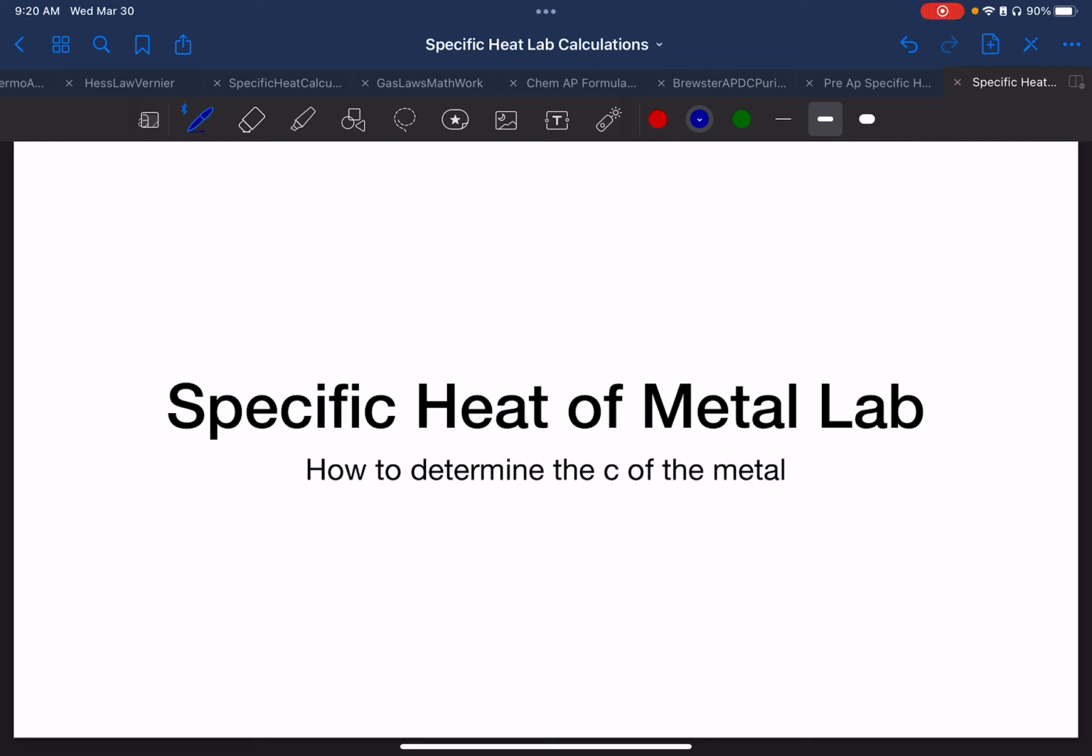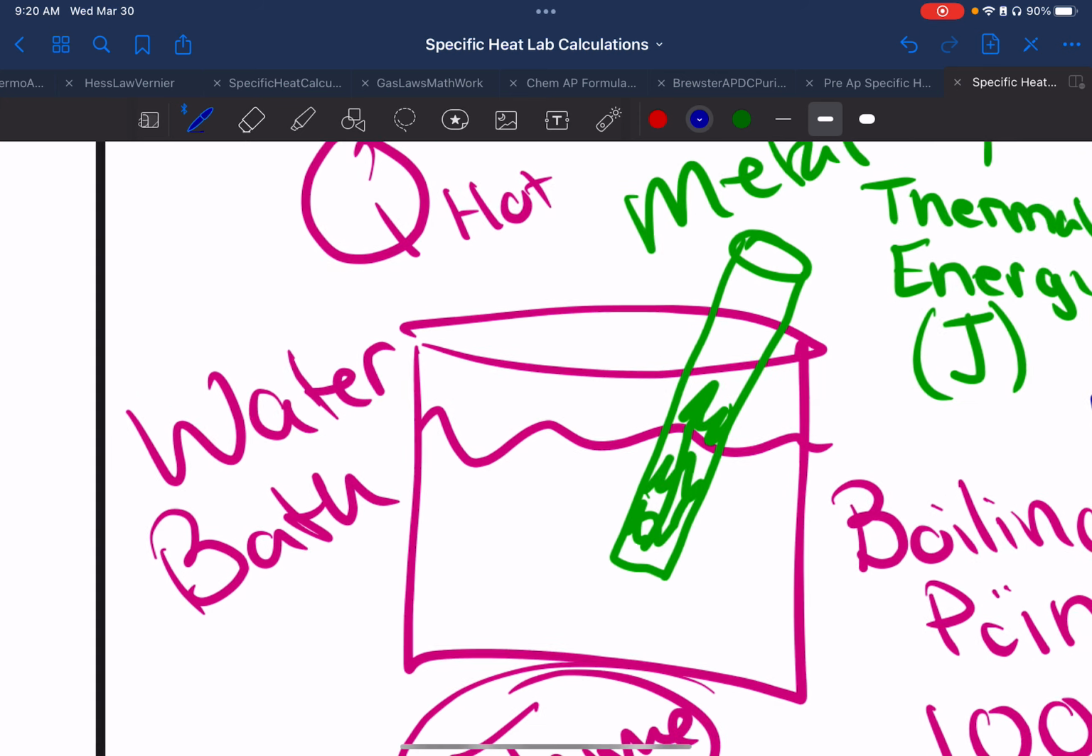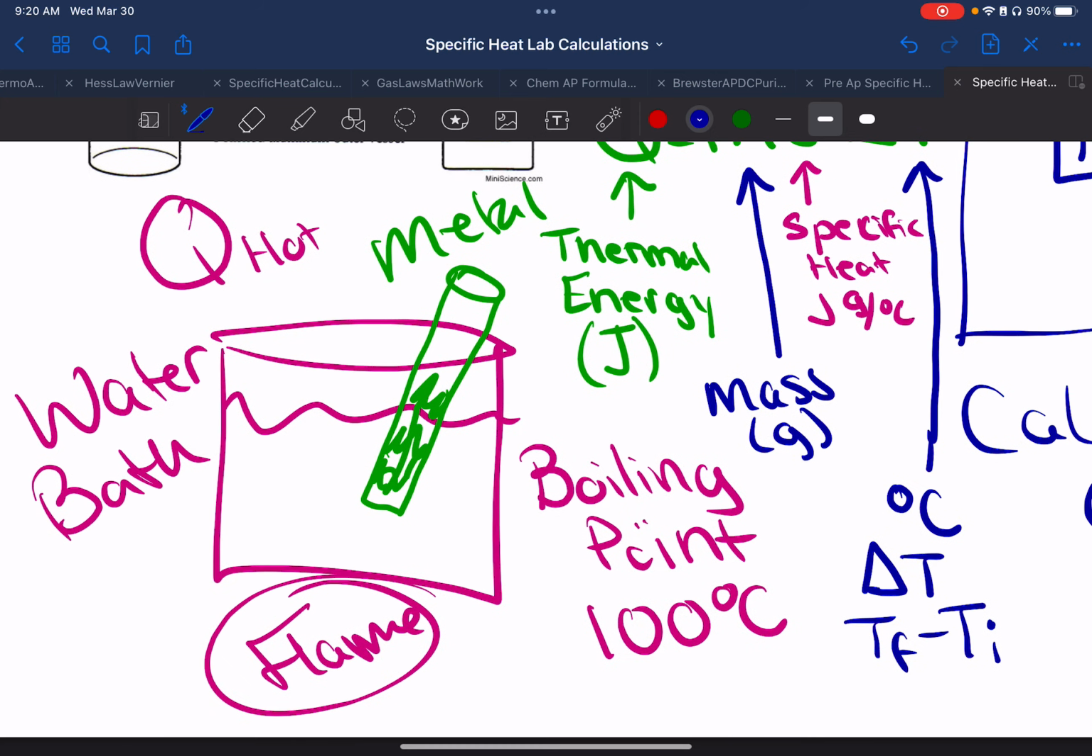This is the specific heat of a metal lab, and this is how to determine the C of the metal. A few notes: it looks like we've got a lot going on here, but I'm going to zoom in over here. We did a hot water bath in which we got the water to a boiling point of 100 degrees. We used the boiling point because generally we know that if it's boiling, it's 100 degrees.